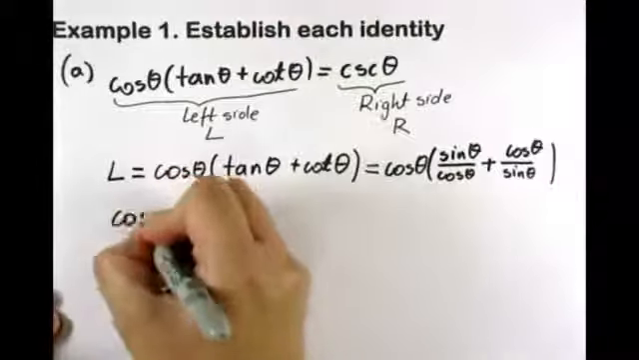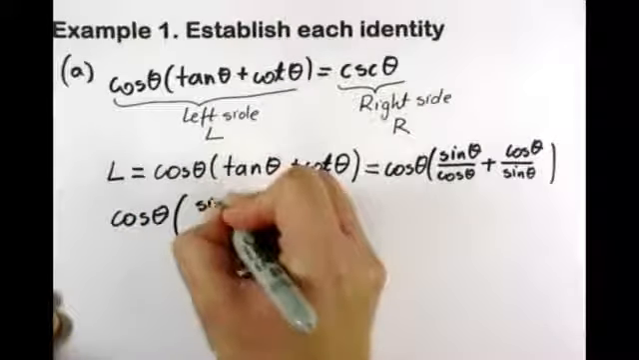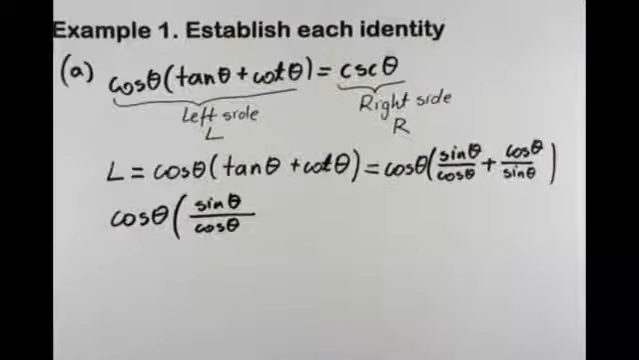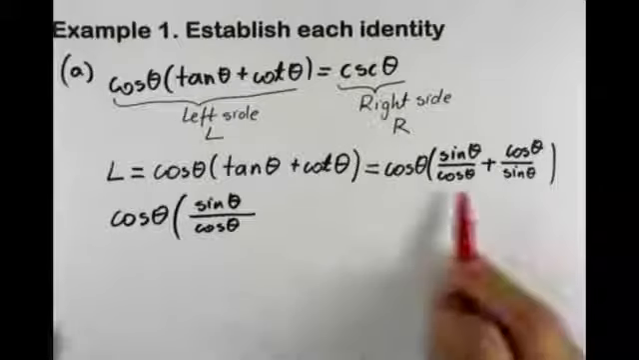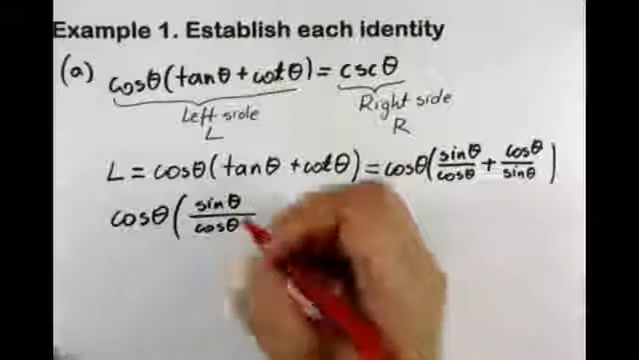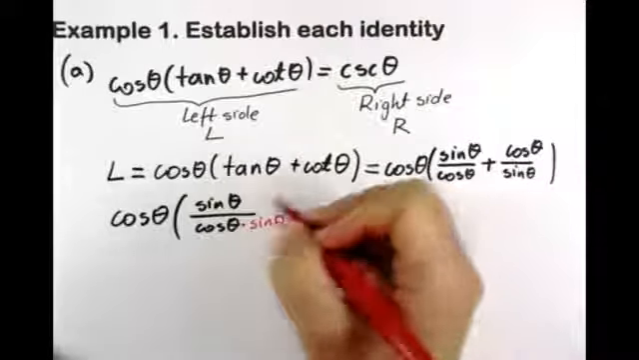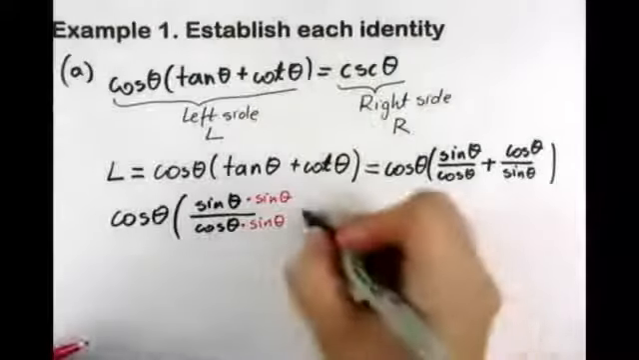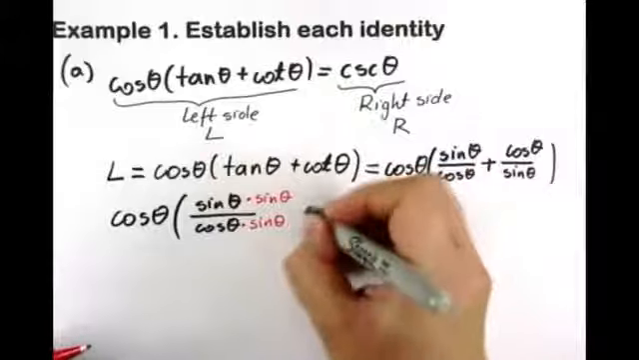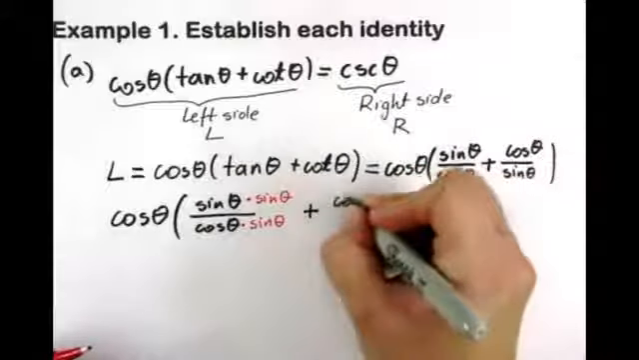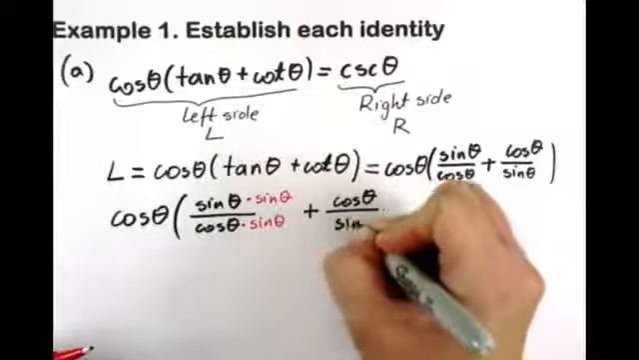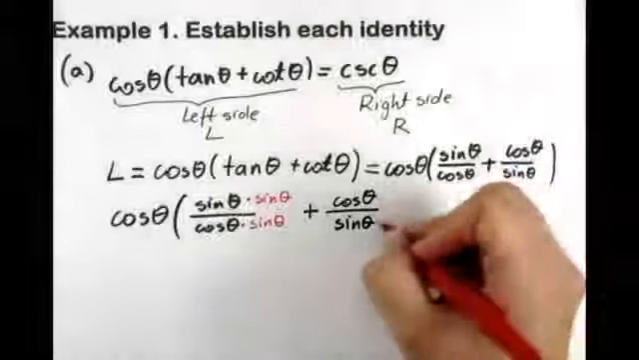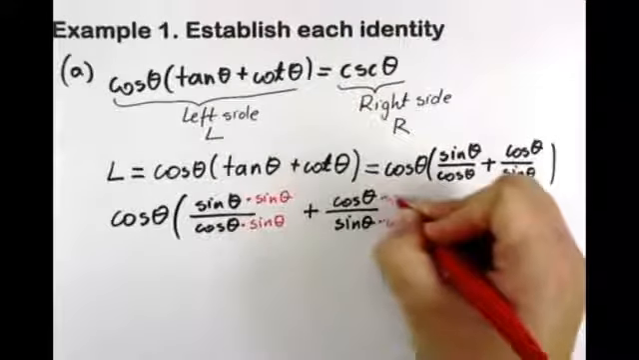So I will rewrite this cos theta, and I have sine theta over cos theta. To find the common denominator, I need to multiply this first one top and bottom by sine theta, and then I had plus cos theta over sine theta, and this one I need to multiply by cos, so this would be cos theta times cos theta.